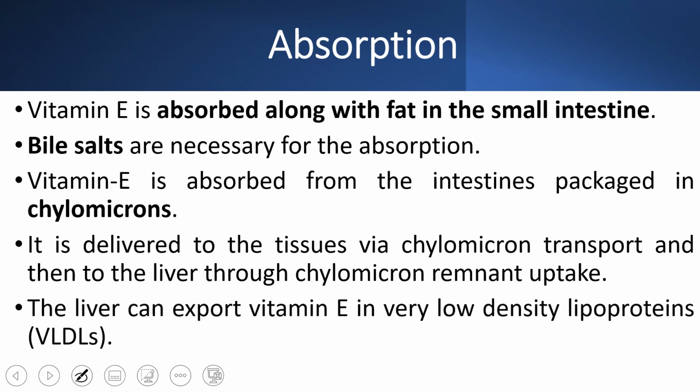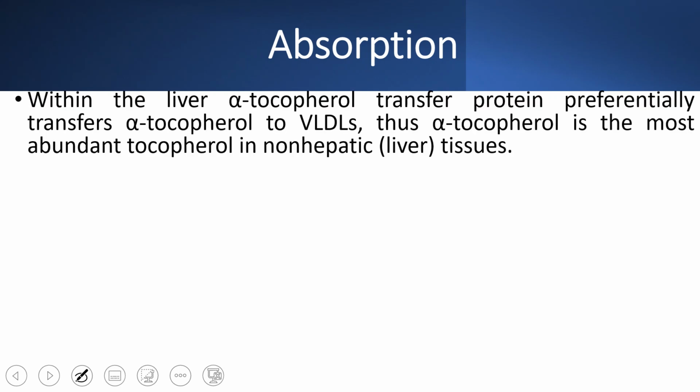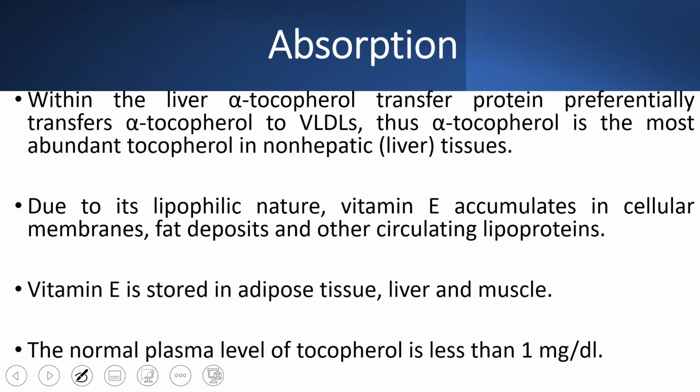I will show you the diagram also. The liver can export vitamin E in VLDL form. Just I will show you the picture. Within the liver, the alpha tocopherol transfer protein preferentially transfers alpha tocopherol to VLDL. So in the liver, we have a specific protein called alpha tocopherol transfer protein, and this protein is responsible for the transportation of vitamin E from the liver to VLDL, so that it will be transported to the non-hepatic tissue.